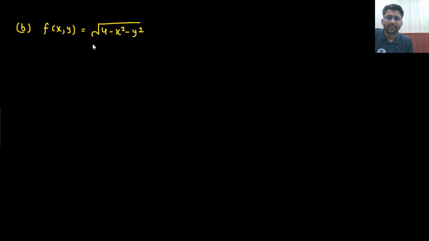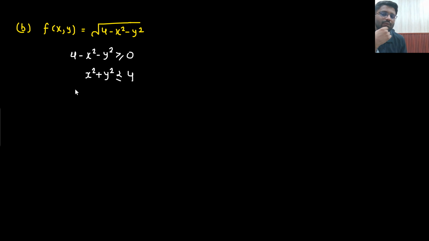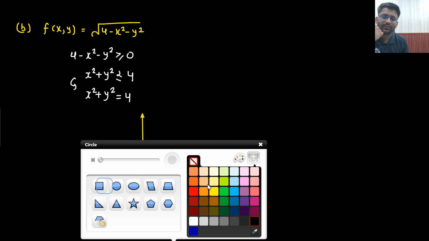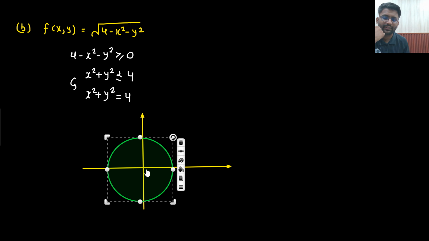Okay, so similarly, draw the domain of this one. The expression under the root should be greater than or equal to 0. That means x square plus y square should be less than or equal to 4. So what did I tell you? First of all, we will draw the graph of x square plus y square equals 4. That I can very easily draw.